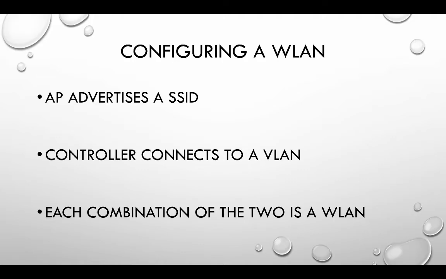First we're going to talk about configuring a WLAN. An access point advertises each network that's available by broadcasting the SSID, the service set identifier. Then the controller connects to a VLAN, and that's how we separate the different SSIDs. Each combination of those two we consider a wireless LAN. So when we have a VLAN going into the controller, and the controller pushes out to the access point and advertises an SSID, that's our version of a wireless LAN.